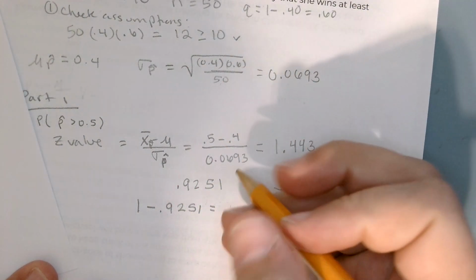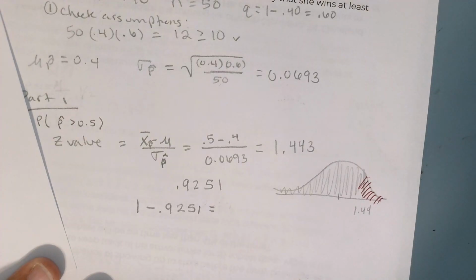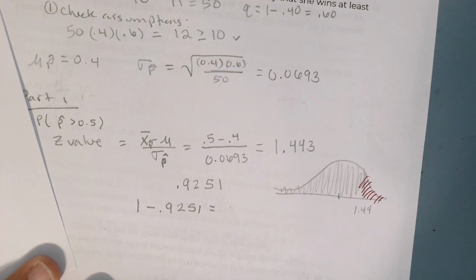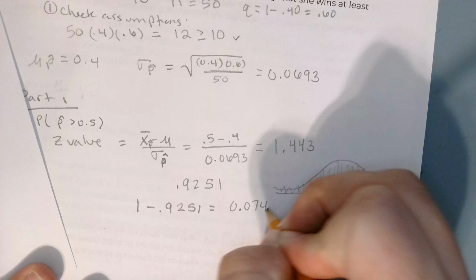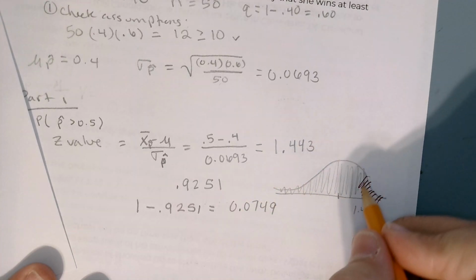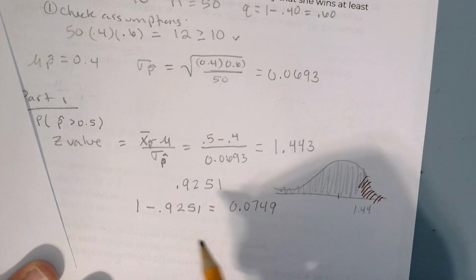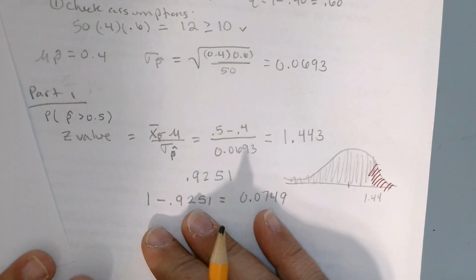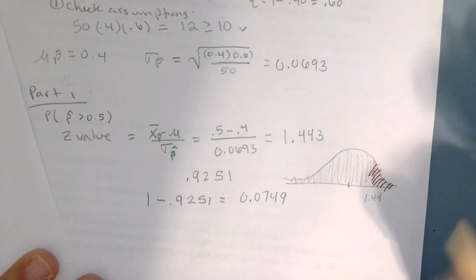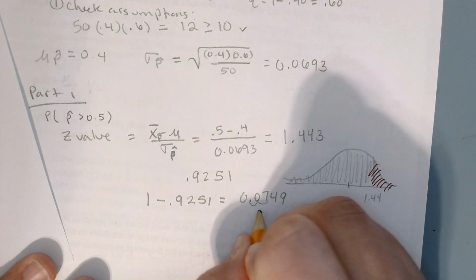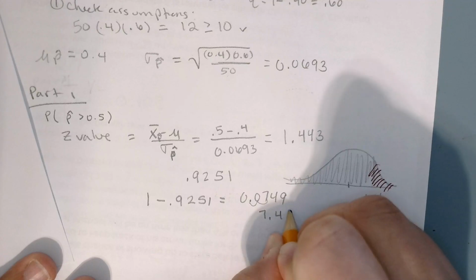That number is 0.0749. So that tells us the area under this curve, or the probability that she wins half of her cases, is about 7.49%.